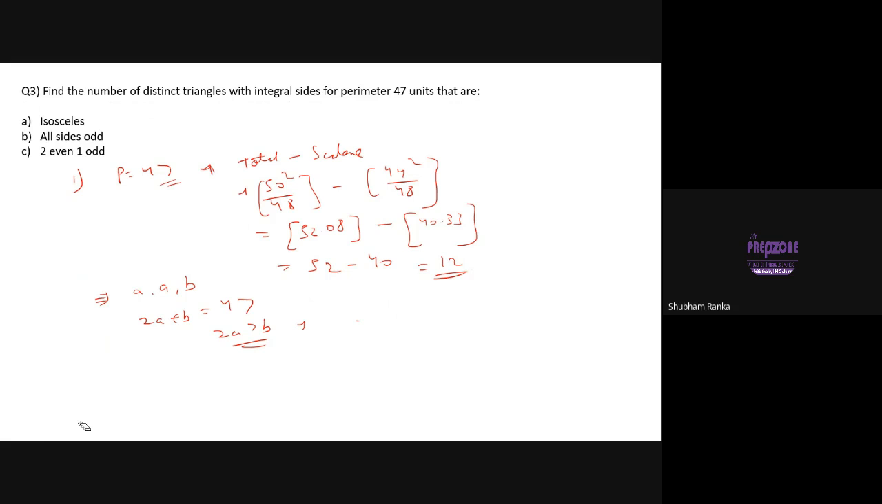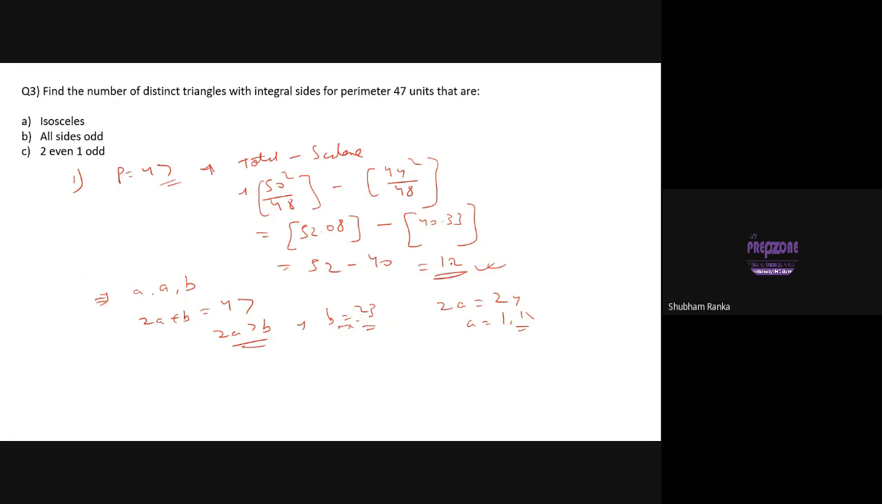This is again only if somebody doesn't know the formula or isn't able to recall it. 2A would be greater than B. So from this equation, the sum of these two is 47 and this has to be greater than this. So B can only go up to 23, because after 24, B will start getting greater. The maximum value of B can be 23, so the limiting value of 2A would be 24. If B is 23, 2A would be 24. So A would be from 1 to 12. These are the 12 triangles.